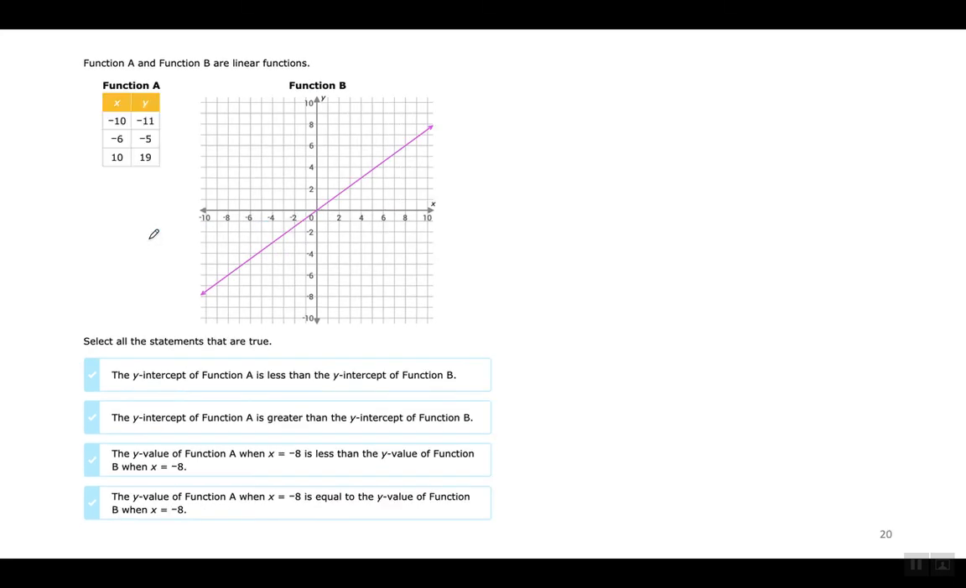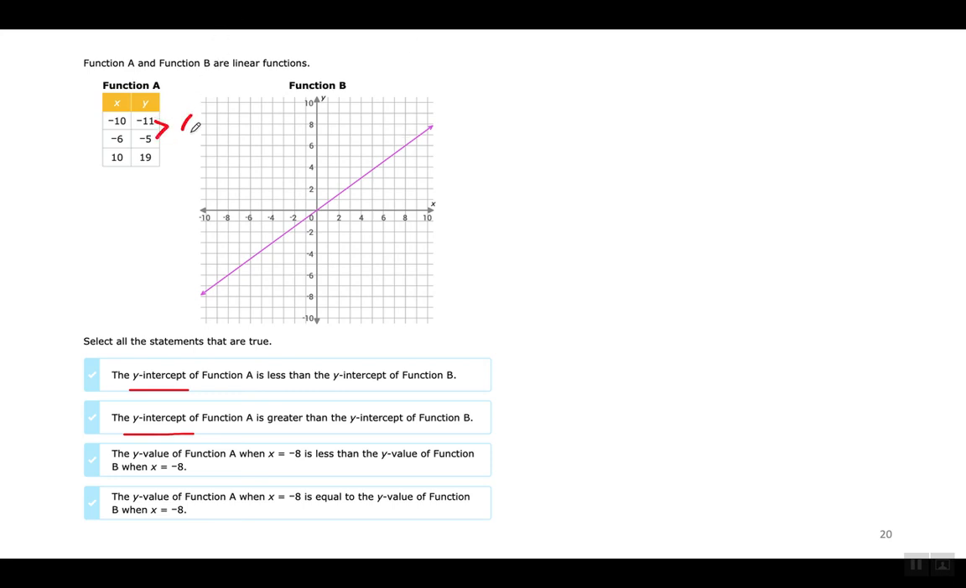Alright, we got 2 more and that's it. Dos más ejemplos y ya. Alright, so select all the statements that are true. First of all, the y-intercept. Alright, so let me start with function a. And let me just work everything out, because we're going to have to no matter what.